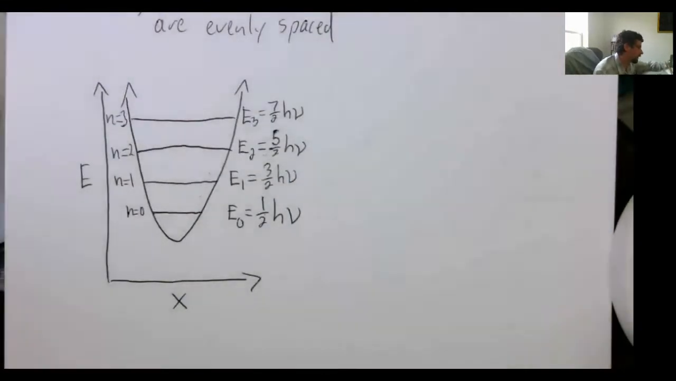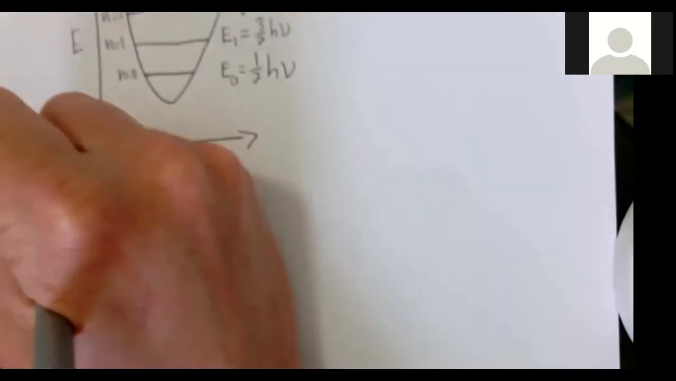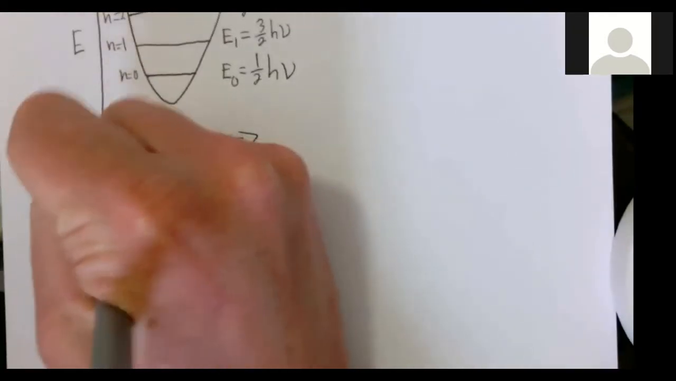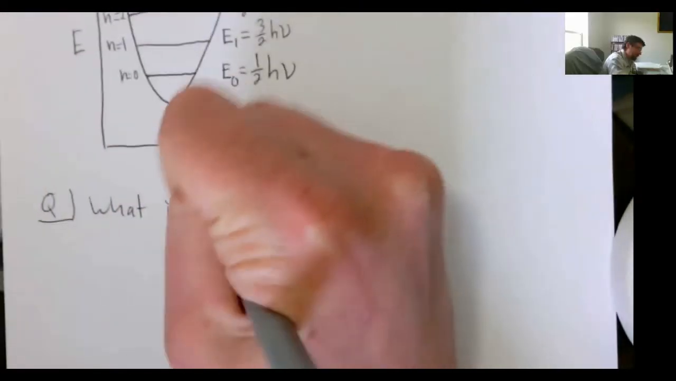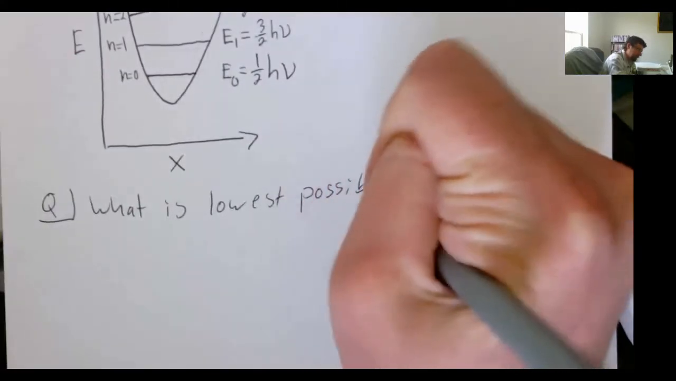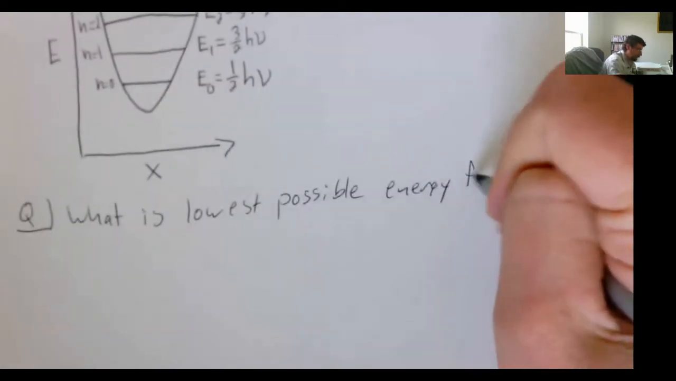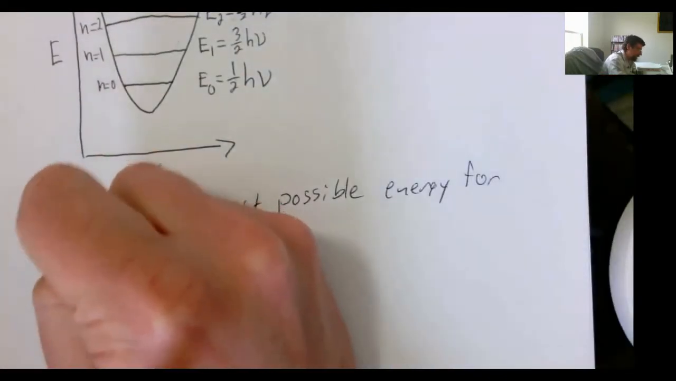Okay, so we're going to ask a question. What is the lowest possible energy for a harmonic oscillator?